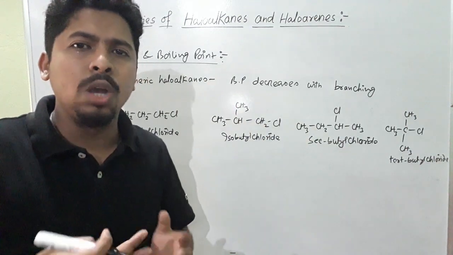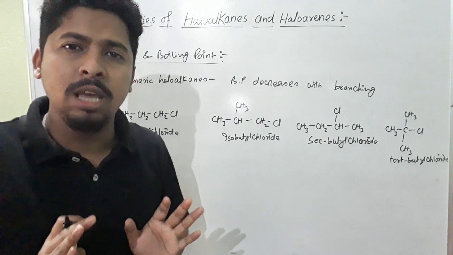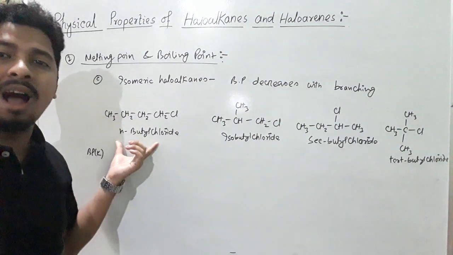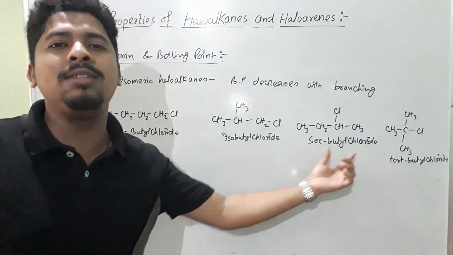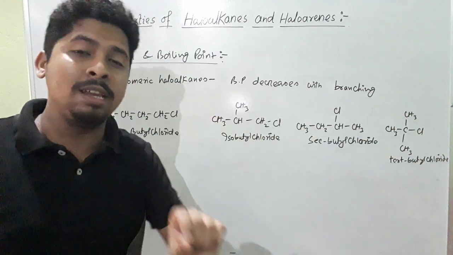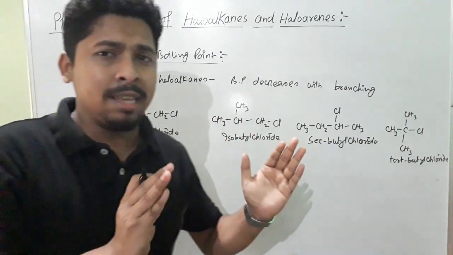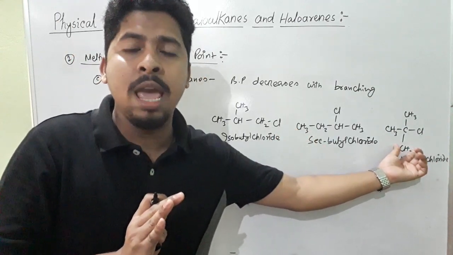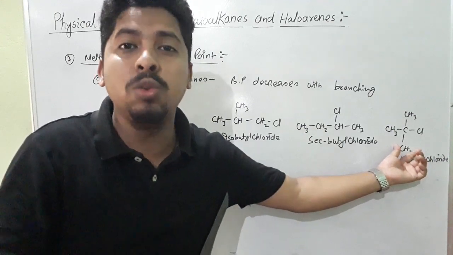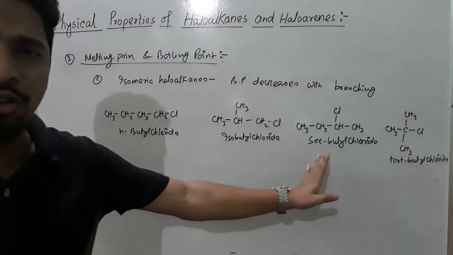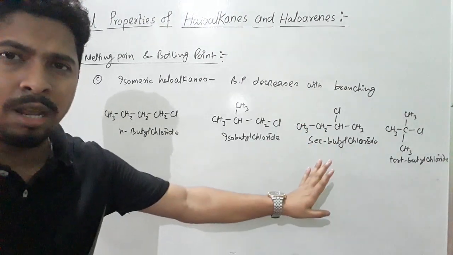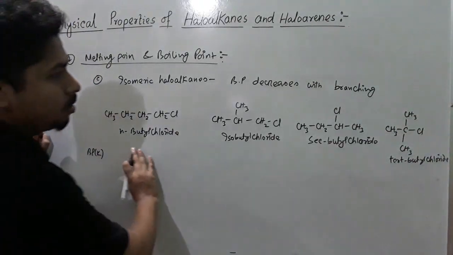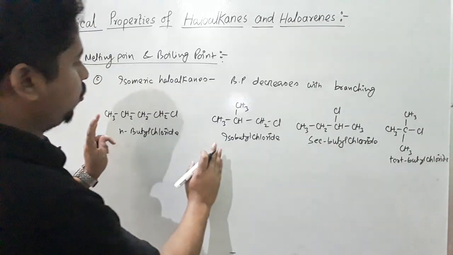Now the question comes, why with the increase in branching does the boiling point decrease? Because with the increase in branching the surface area decreases. Here you see this molecule has a large surface area, but with the increase in branching the surface area is decreasing. And this surface area is related to van der Waals force of attraction. If the size decreases, then the van der Waals force of attraction will decrease. And if the van der Waals force of attraction decreases, then the boiling point will consequently decrease. So from left to right the size decreases, van der Waals force of attraction decreases, and the boiling point will also decrease.